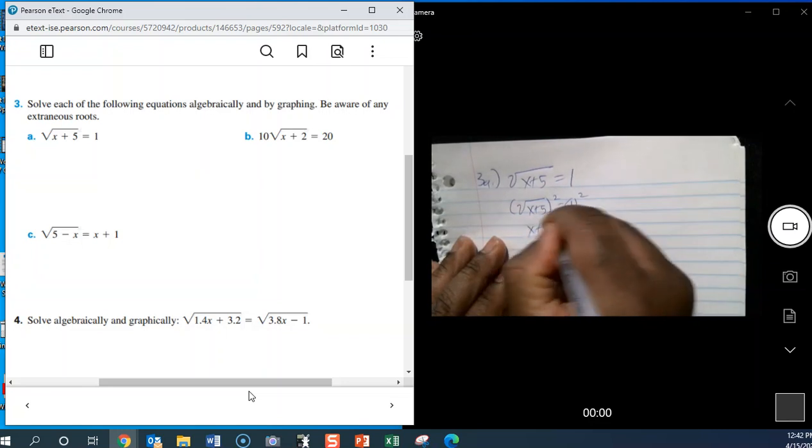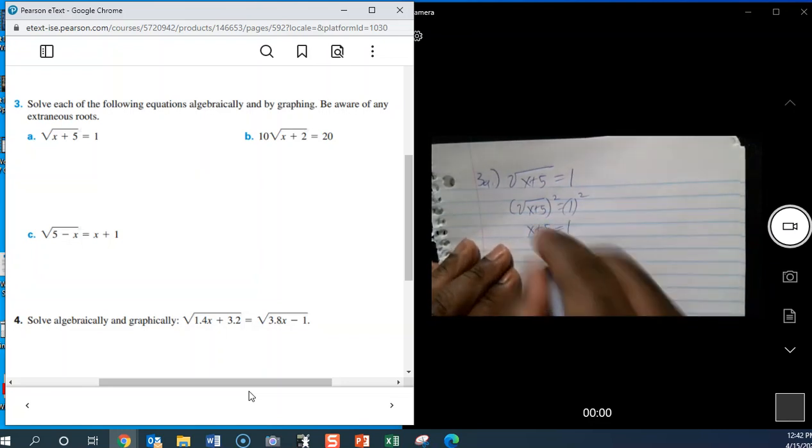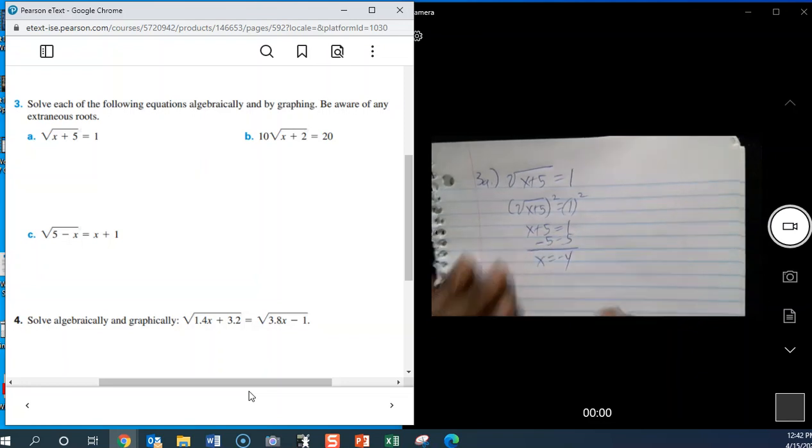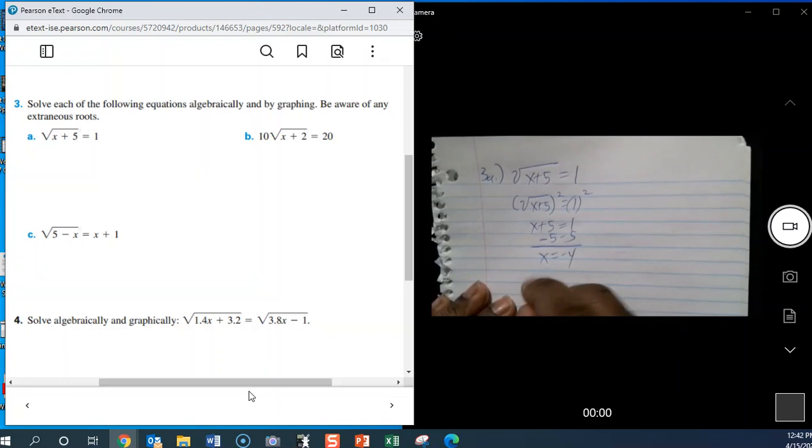So this will give us x plus 5 is equal to 1. Subtract 5 on both sides, and x equals negative 4. Now, we will put that back into the original problem. So we have the square root of negative 4 plus 5 equals 1. This will be the square root of 1 equals 1. 1 equals 1, so it checks. So x equals -4 checks.